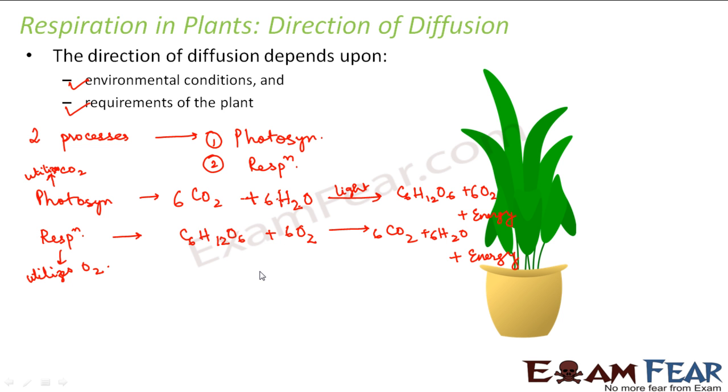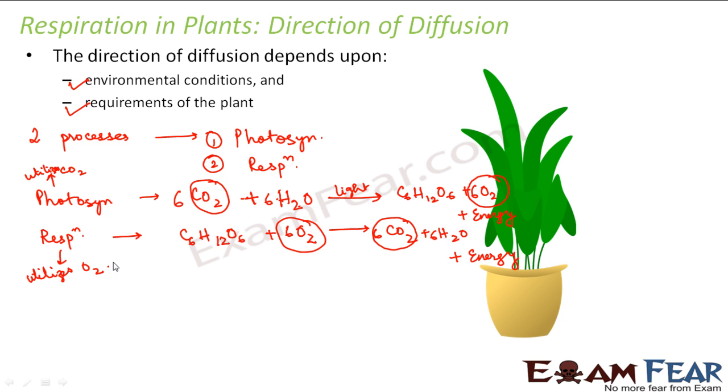So the beauty in these two equations is that the product of photosynthesis is utilized by respiration. The product of photosynthesis is oxygen, and respiration needs this oxygen. Similarly, the product of respiration is carbon dioxide, and photosynthesis needs this carbon dioxide. So this is clear to you. Whatever is released is not wasted, it is used up for the other process.